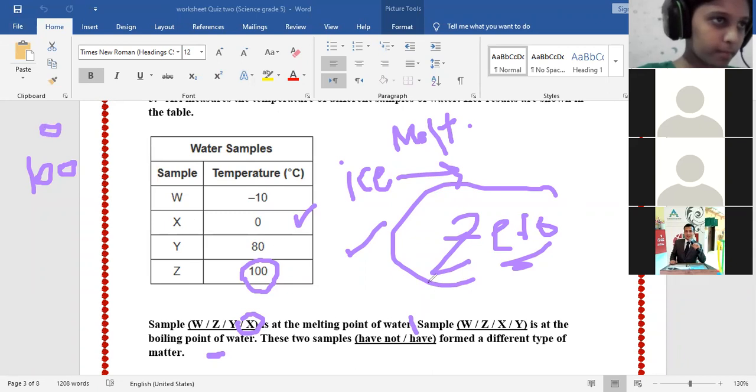Okay, again, melting point is 0 and boiling is 100 degrees Celsius. The temperature at which the water boils is 100. Okay, so the right answer is Z.